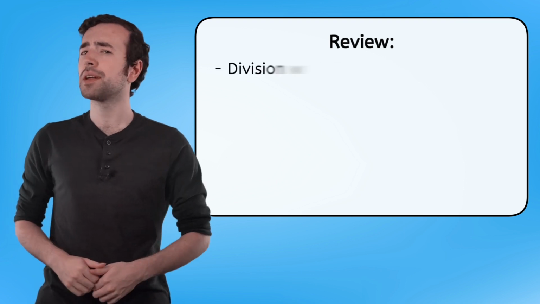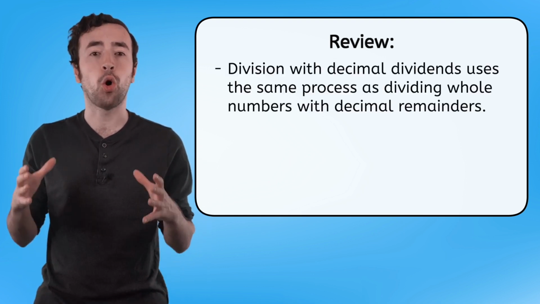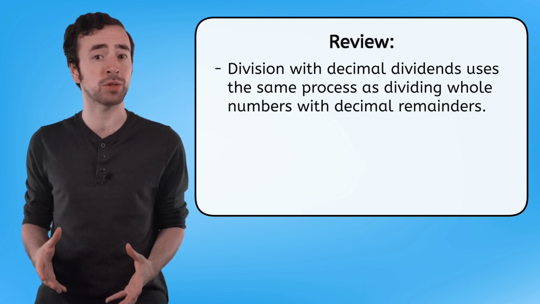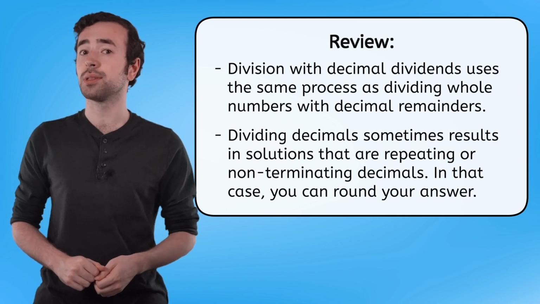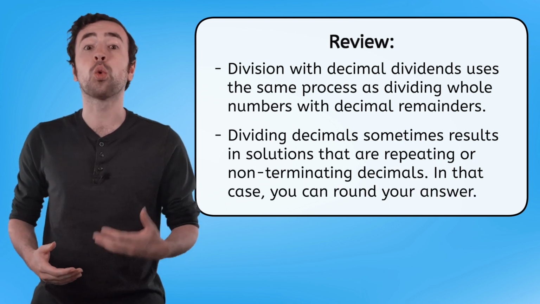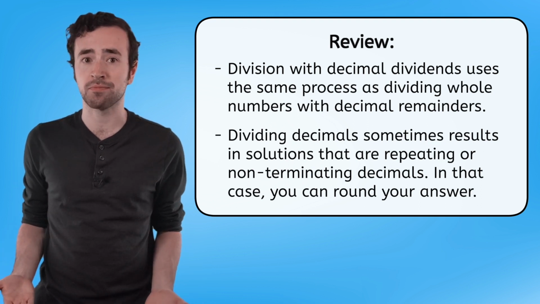And you learned that division with decimal dividends uses the same process as dividing whole numbers with decimal remainders. You also learned that dividing decimals sometimes results in solutions that are repeating or non-terminating decimals. In that case, you could just round your answer.